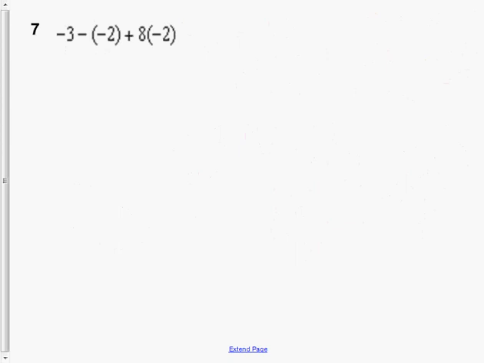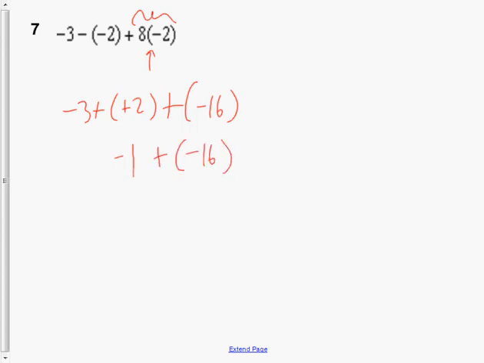Question 7 is an integer question. There is multiplication here. So according to BEDMAS, I should do that first. So -3 take away -2 plus the product of 8 and -2, which is -16. So my next line will look like that. I now have just subtraction and addition. And when I have subtraction and addition, I just do them in the order they appear from left to right. So I'm going to keep flip change when subtracting. And 3 negatives and 2 positives make 1 negative, plus -16. The answer is -17.